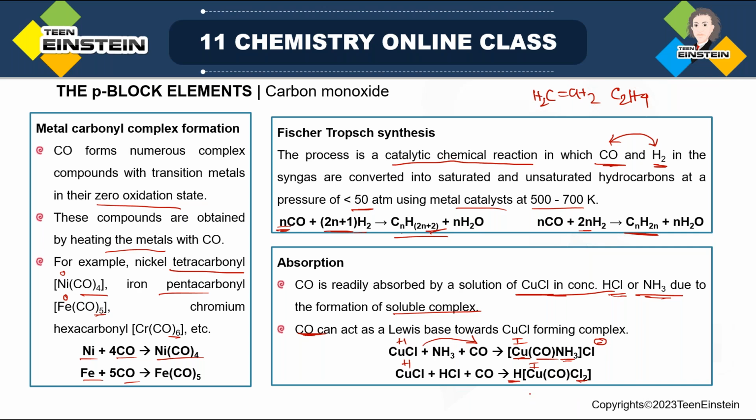So the positive part is always written first when we write the complex formula. After that, the anionic part. Just like that, here this part is positive, so it is written first, then the negative part. Okay, so this is another chemical property. Some more features we will also discuss for carbon monoxide, but we will end the session here. Thank you for listening.